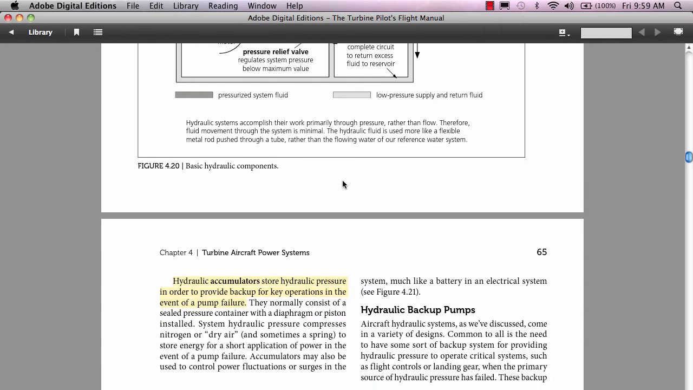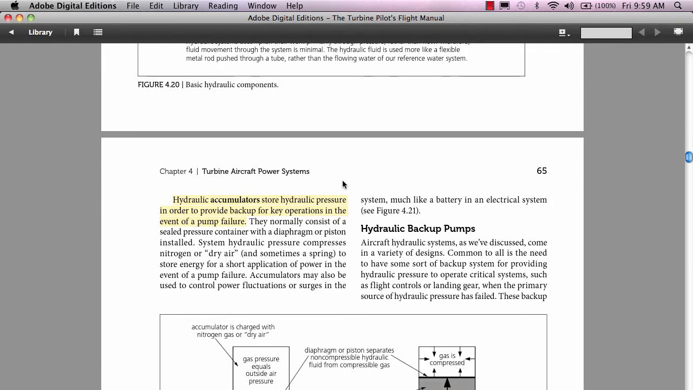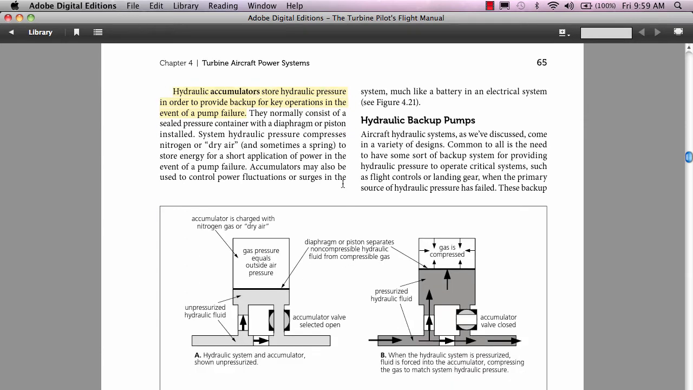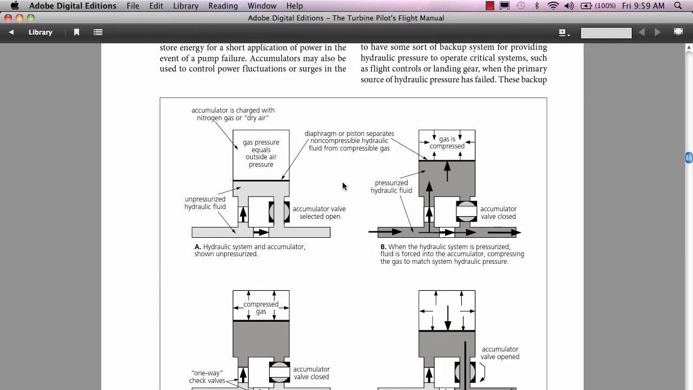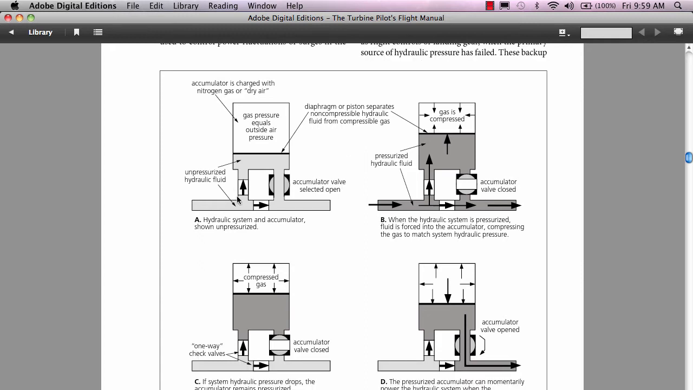Okay, page 65, and they've got a nice diagram of how the accumulator is constructed. As we see here, here is the accumulator, and here's the flow of hydraulic fluid coming in from this direction. It can go through here and on to the other parts of the system, but as it goes through here, it pressurizes the accumulator. Now, it's like a dome or an empty cylinder on top here, and inside there we have air or nitrogen, a compressible gas.